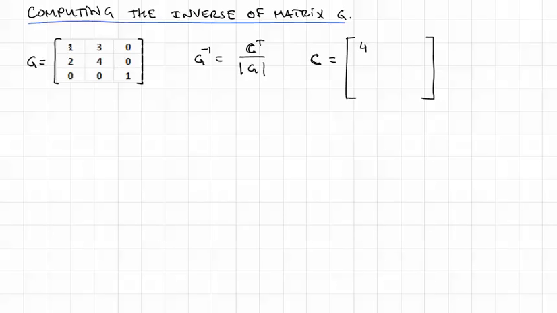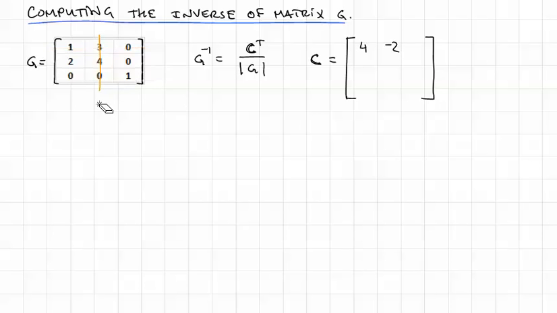For the second entry, we cross out the first row, second column, leaving a minor of 2 times 1 minus 0 times 0. So that's 2, but we're now going to multiply by minus 1 to the 1 plus 2. So we will have minus 2 here.